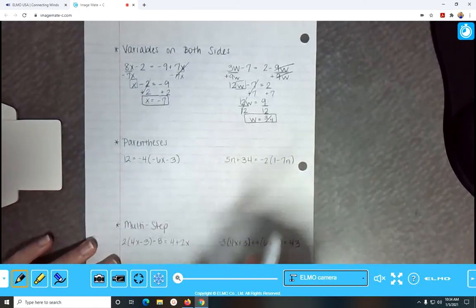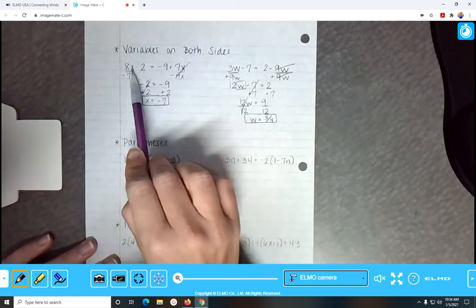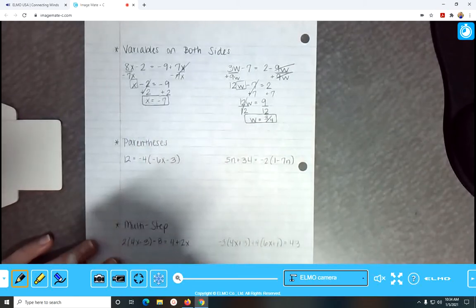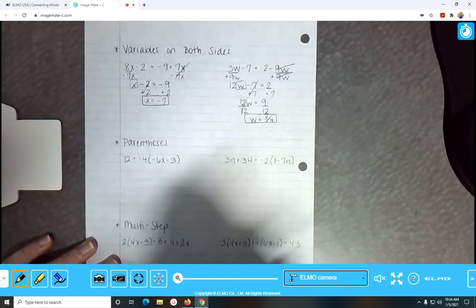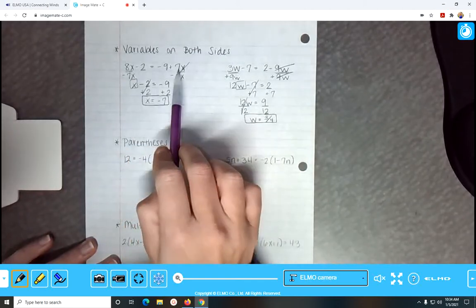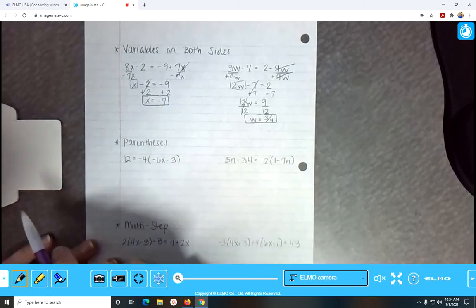So I want you to understand the difference in how you solve an equation where your variables are on different sides and when you solve an equation where your variables are on the same side. Just remember, if the variables are on the same side, you combine like terms. If they're on different sides, you need to get rid of one of them so that all of your variables are on one side or the other.